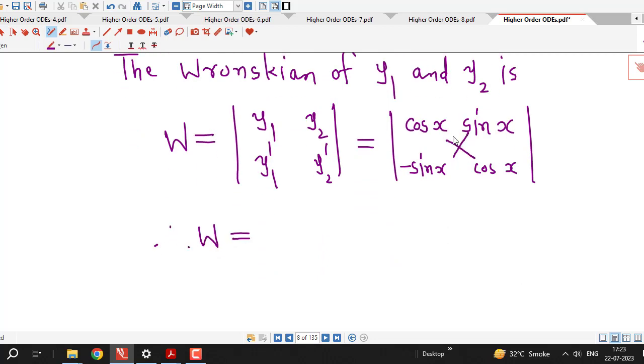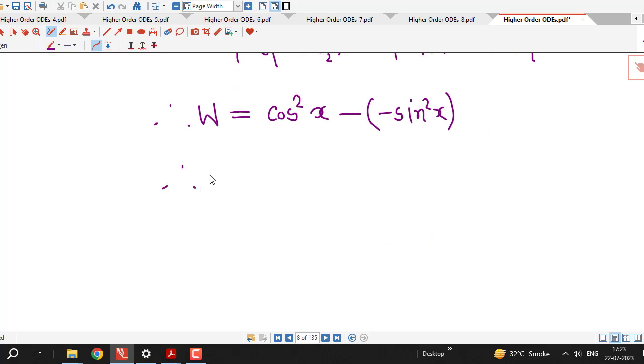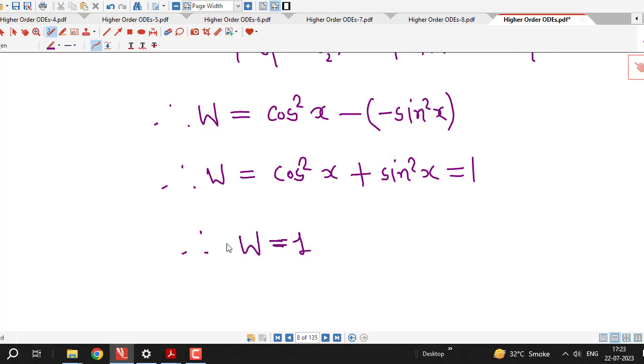We take cross multiplication, cos x into cos x, that is cos square x, minus sin x into sin x, that is minus sin square x, and this negative positive, so we have cos square x plus sin square x, and that is nothing but 1. Therefore value of Wronskian is 1 in this case.